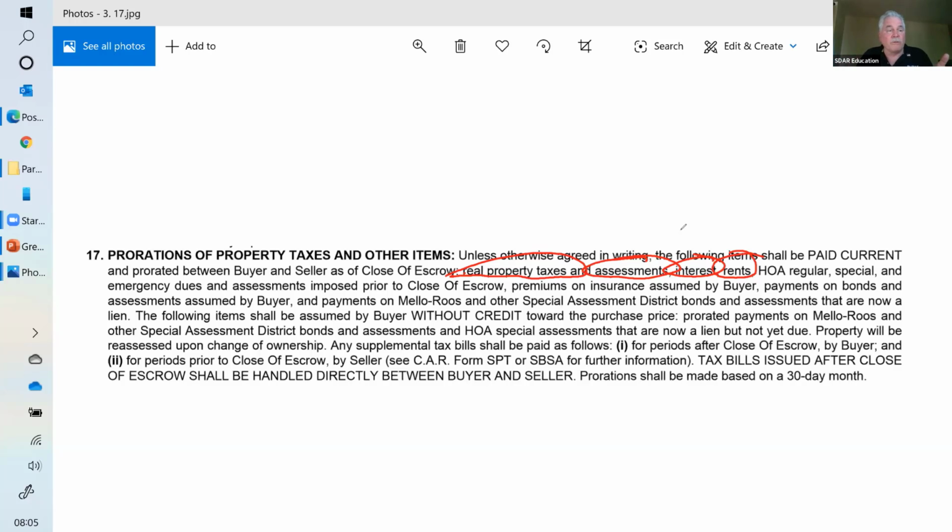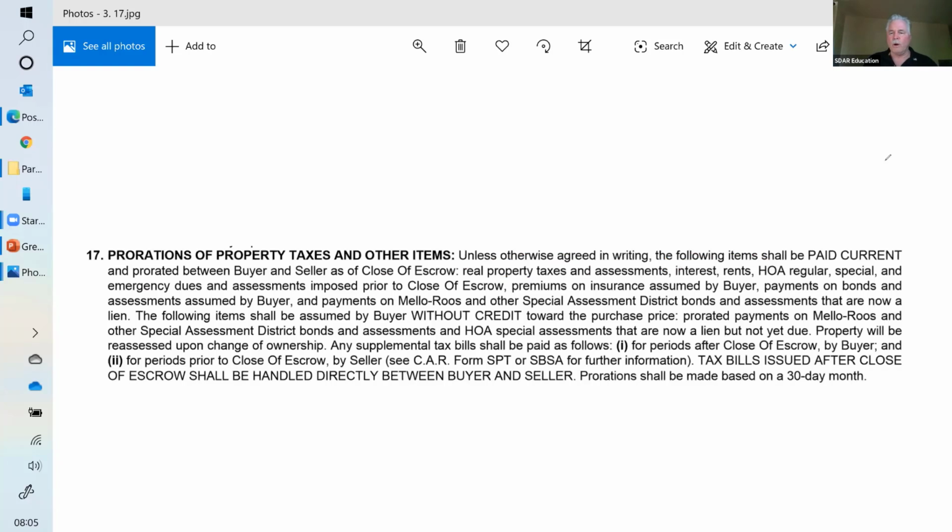Now we've had it happen where they say, "Well, we didn't know there was a tenant. There's nothing in there anywhere that said there was a tenant in it." That's why we have to be thorough with our paperwork at the very beginning of the transaction, okay? Everybody good with that? So rents are prorated. HOA, so let's talk about HOA, and there's a number of those: regular assessments, special assessments, and any emergency dues and assessments imposed prior to close of escrow. So in other words, we're going to make sure that all the HOA dues are current, and that's a very common question from your buyer.